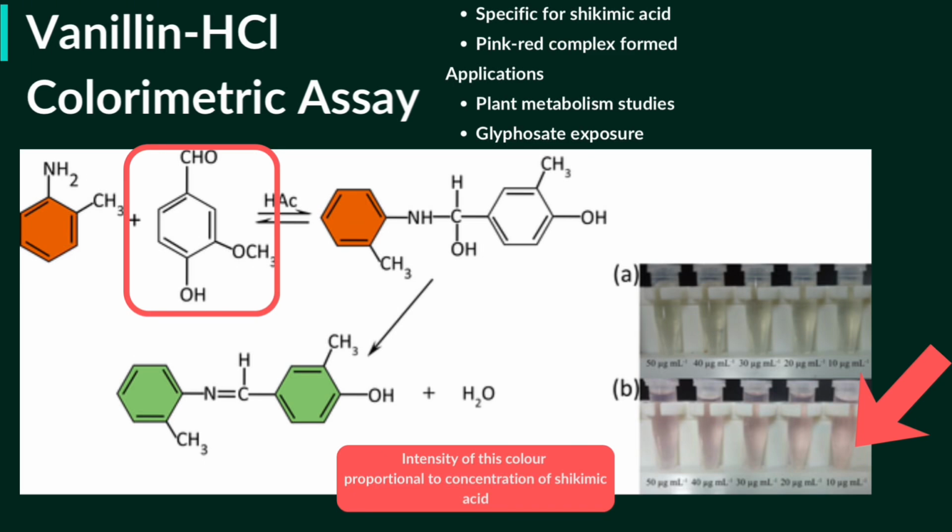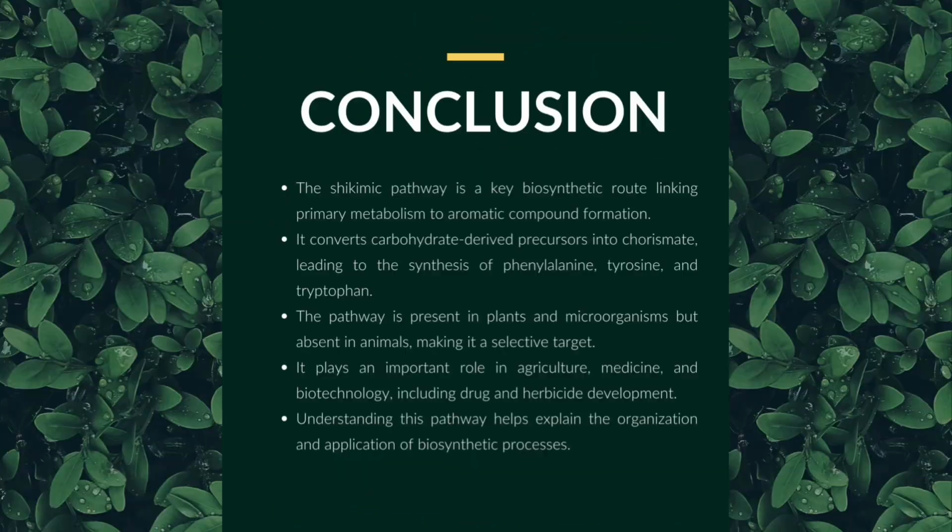This assay is highly specific for shikimic acid, making it useful for plant metabolism studies, especially in the shikimic pathway. It is also applied to assess glyphosate exposure, since glyphosate inhibits the pathway and causes shikimic acid accumulation. Overall, the vanillin hydrochloric acid assay provides a simple, sensitive, and reliable method for monitoring shikimic acid level in biological samples.